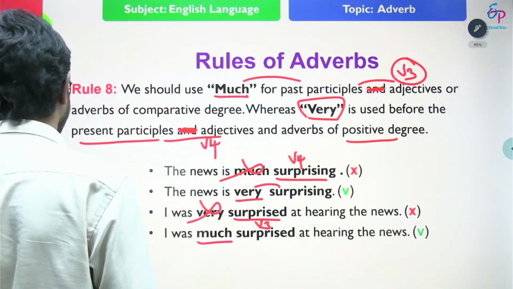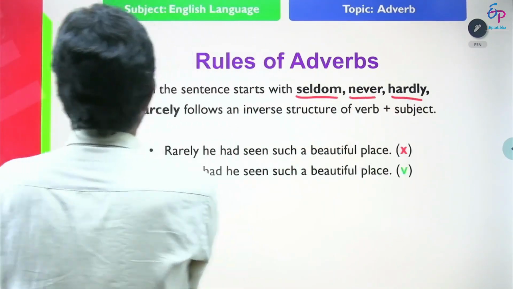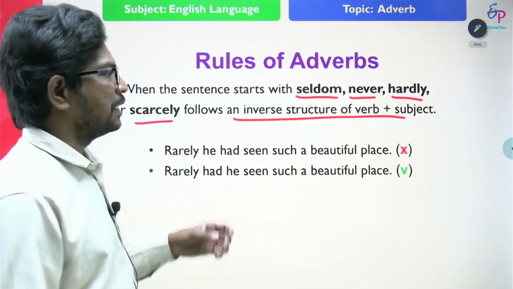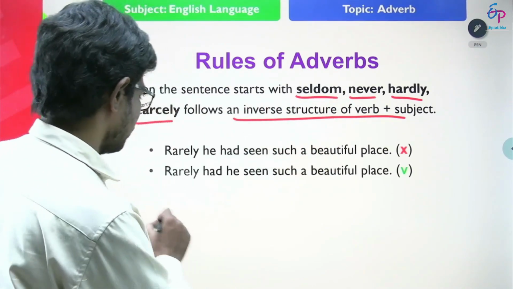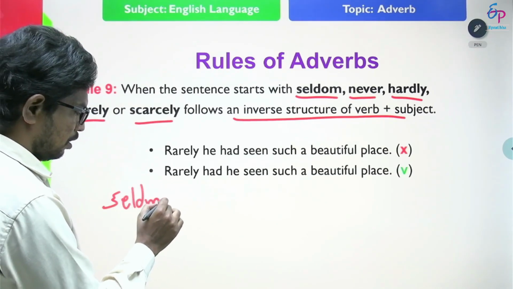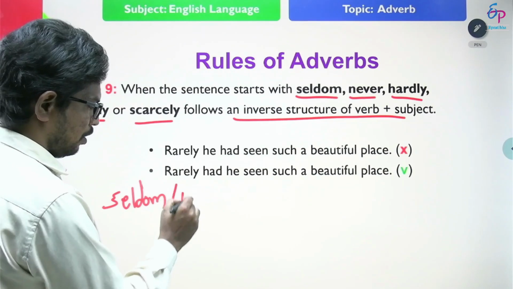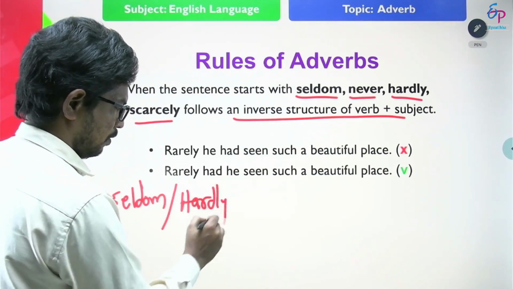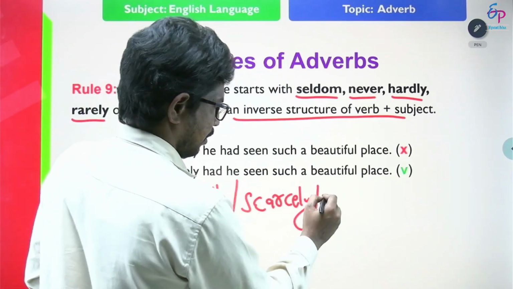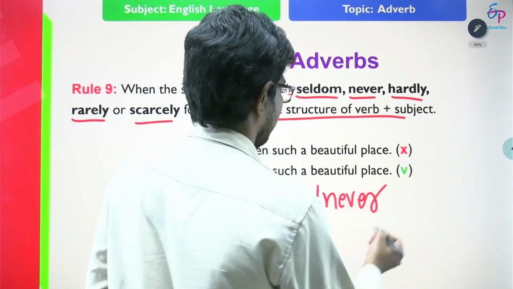See the next rule. When the sentence starts with seldom, never, hardly, rarely, scarcely, follow an inverse structure of verb plus subject. When the sentence starts with these words, the structure should be: seldom, hardly, scarcely, never, rarely.